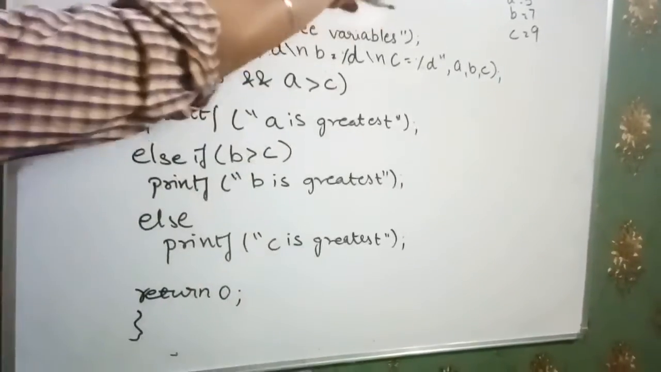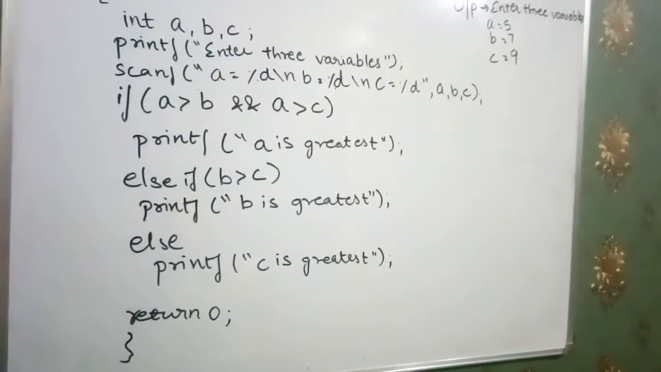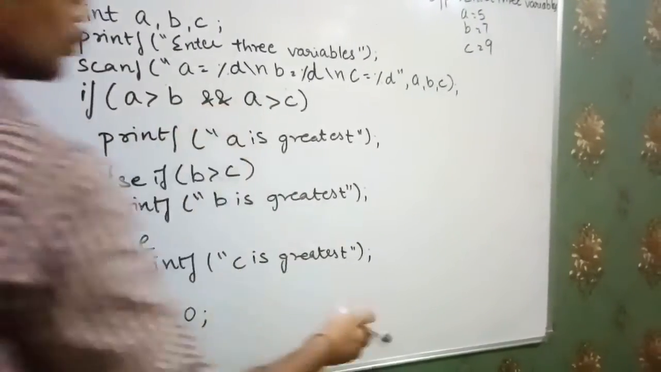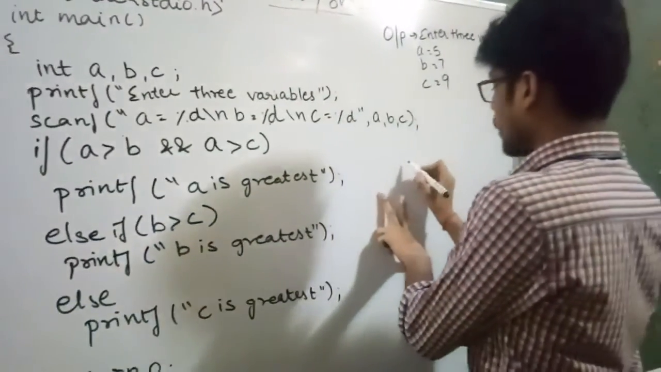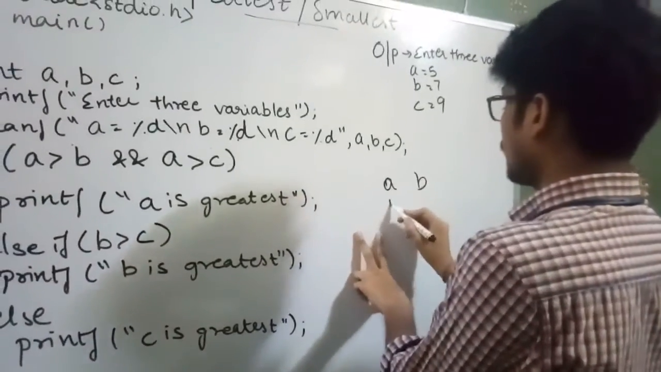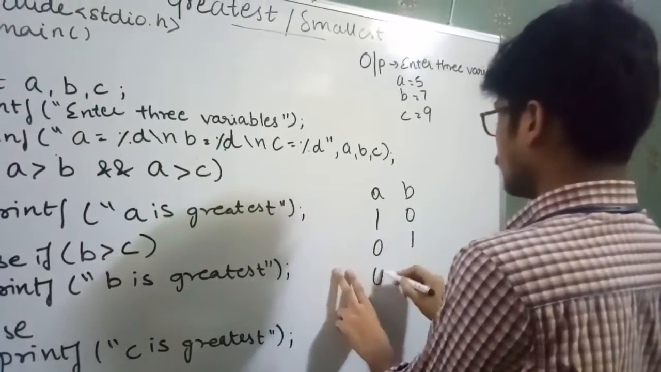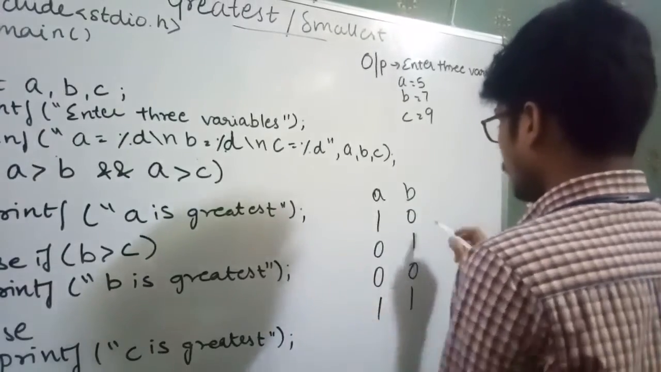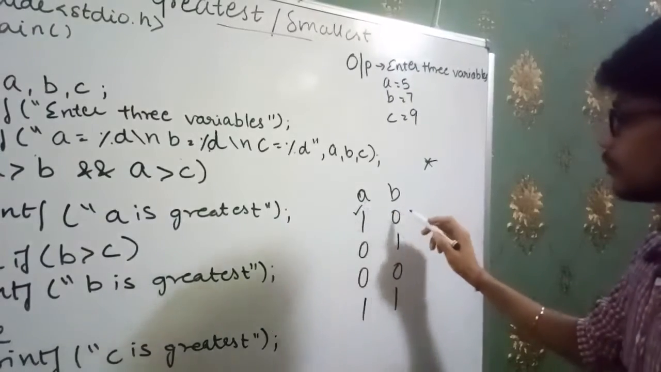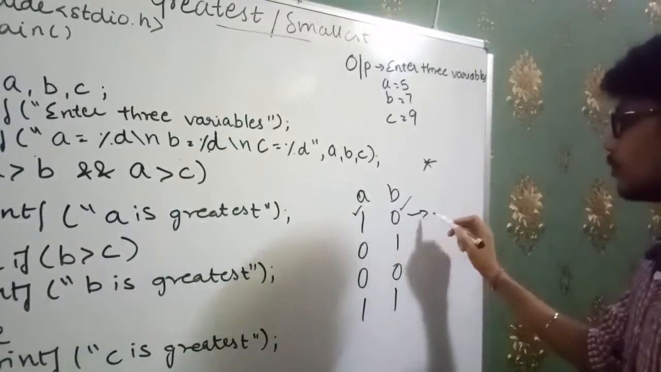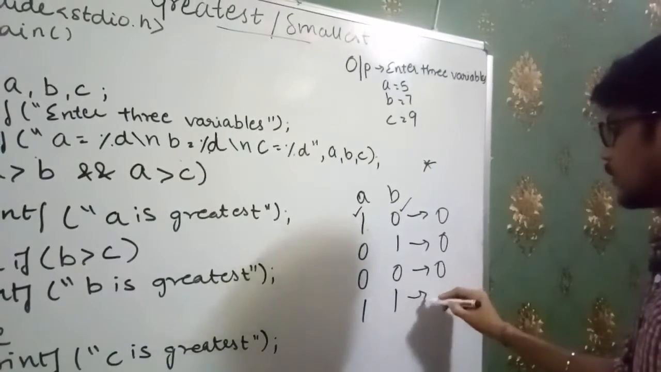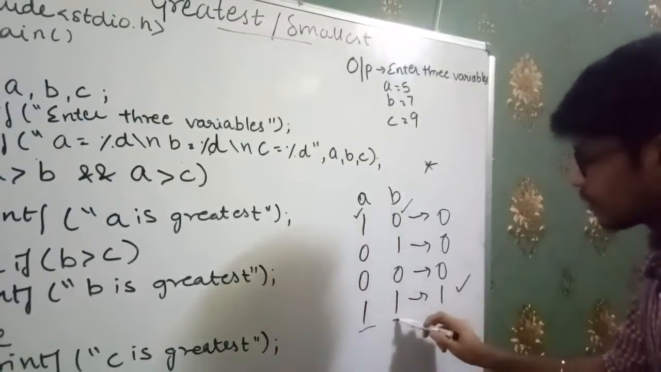Here we have taken a as 5, b as 7 and c as 9. So 5 is greater than b, the condition is false. What does this AND operator do? For the values of a and b, we have 1 0, 0 1, 0 0, 1 1. The AND operator means multiplication, where 1 implies true and 0 implies false. So multiplying 1 and 0 is 0, in this also 0, in this also 0. Only one case is true, when both statements are true.